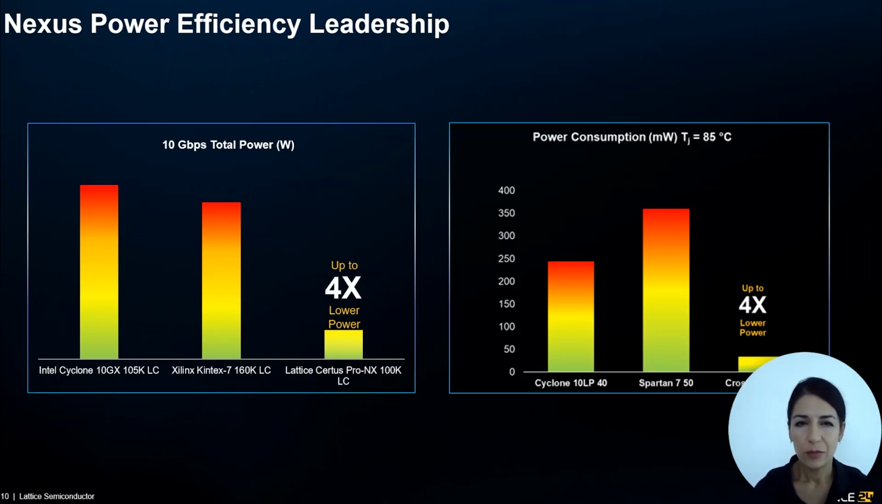Let's delve into the low power feature now. Compared to other FPGAs in a similar class that are available today, the 10 gig capable Certus Pro NX FPGAs offer up to 4 times lower power than other FPGA options in their class. Also, the Crosslink NX family also offers up to 4x lower power than similar FPGAs.